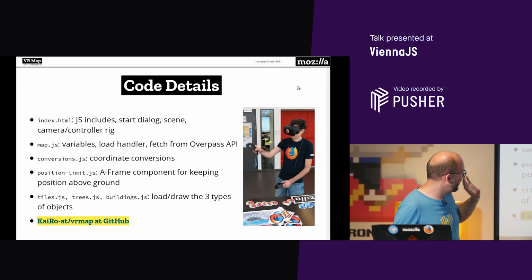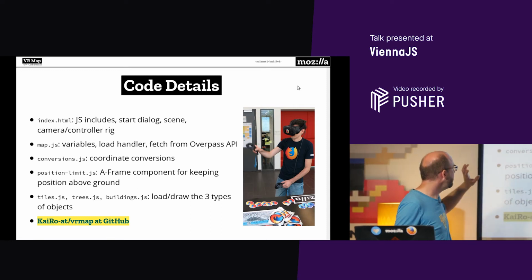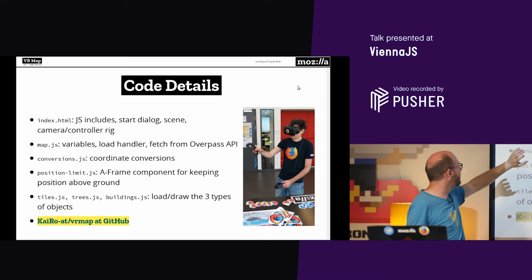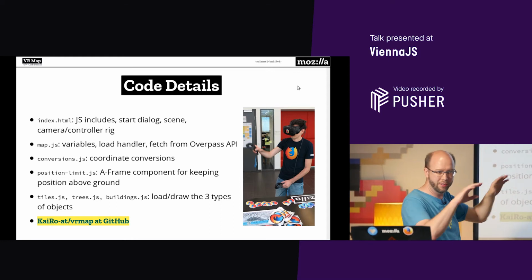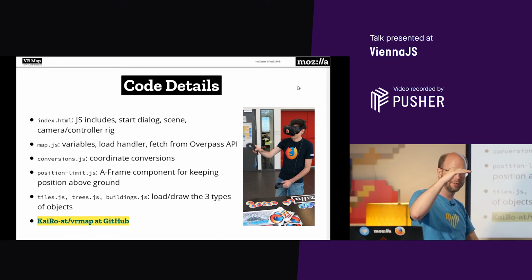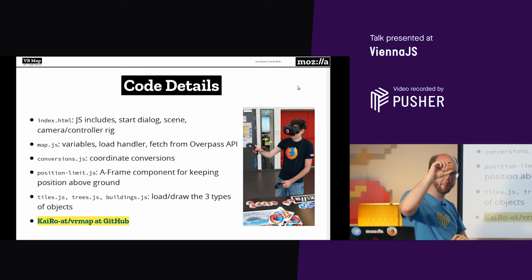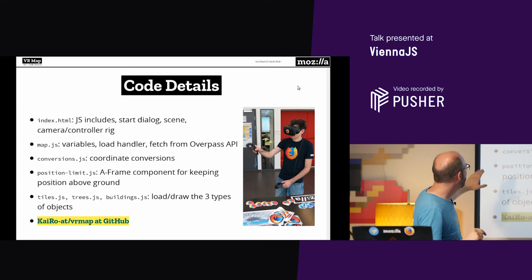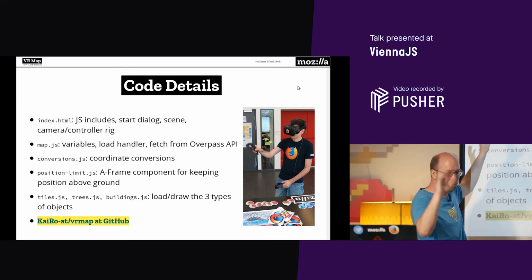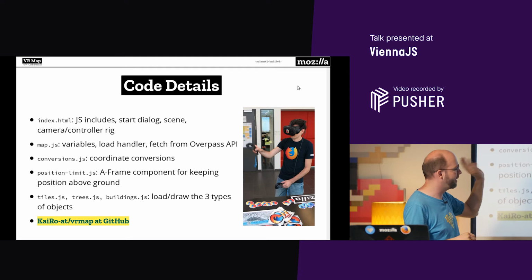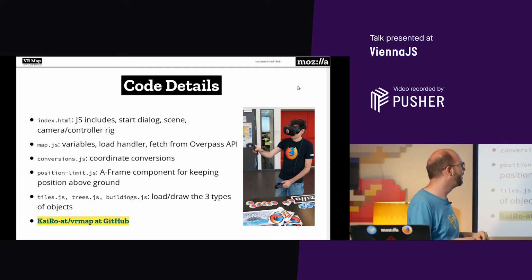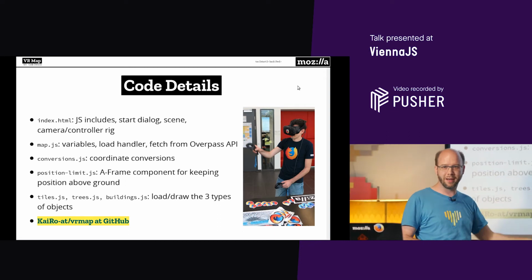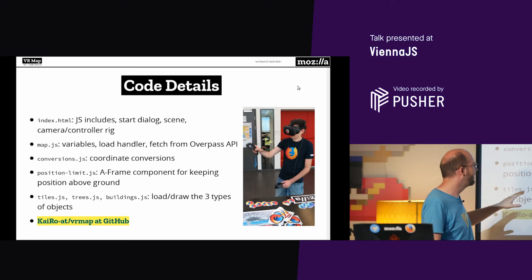First, I'll tell you a little bit about the structure I built there. The index.html has, of course, the includes for the JavaScript, the start dialog, and then this general thing you just saw with the scene and the static stuff, which is the camera rig and some basically grouping entities where the dynamic parts will be put in. Then there's a map.js, which is my main thing with variables, load handler, and the function for fetching, just the general function. Conversions are boring, just mathematical stuff, coordinate conversions.